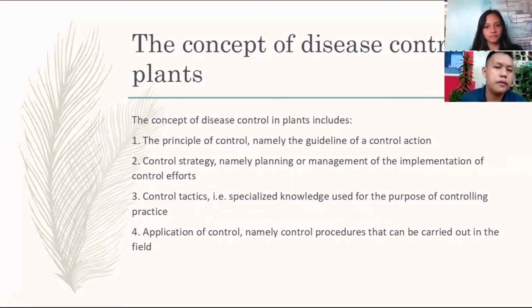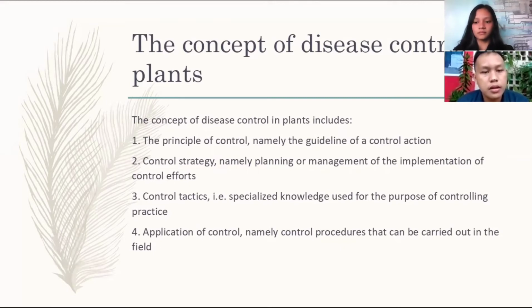The concept of disease control in plants. The concept of disease control in plants includes, first, the principle of control, namely the guideline of a control action. Second, control strategy, namely planning or management of the implementation of control efforts. Third, control tactics, is special knowledge used for the purpose of control practice. And fourth, application of control, namely control procedures that can be carried out in the field.